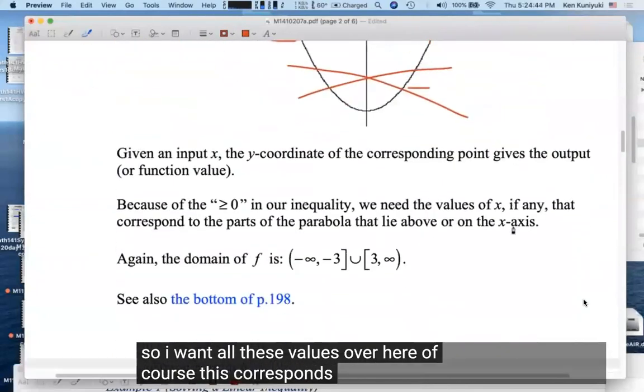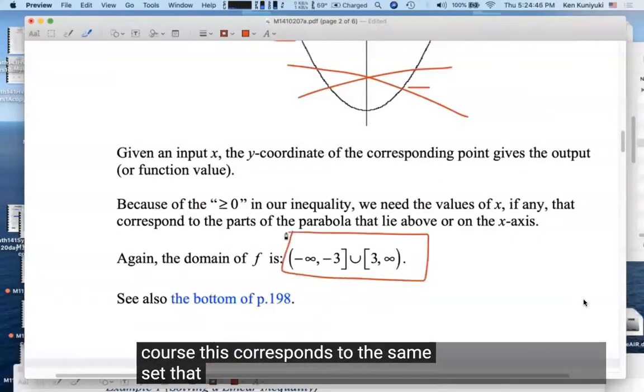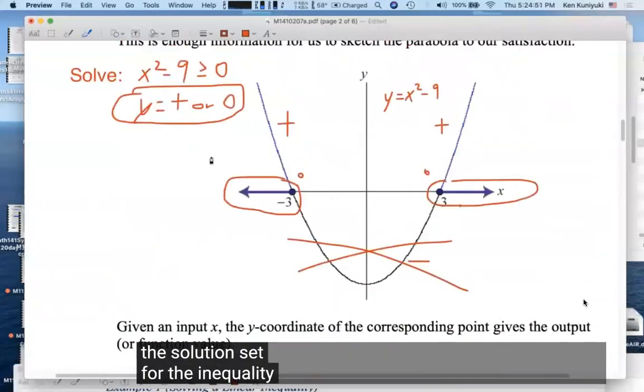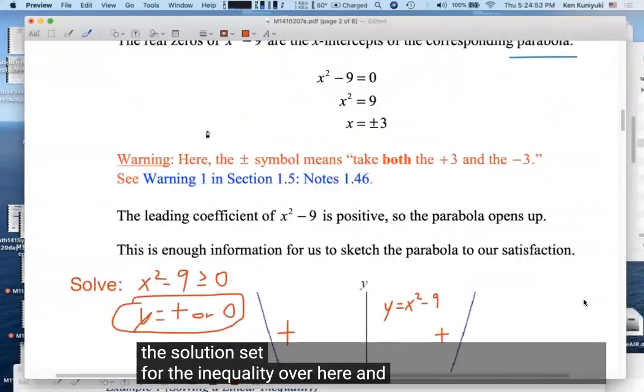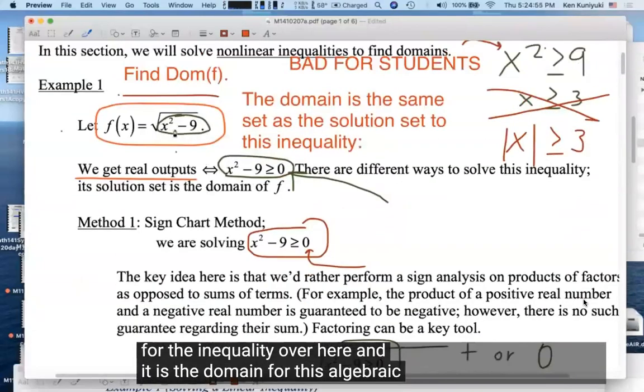Of course, this corresponds to the same set that we got from method 1. This is the solution set for the inequality over here, and it is the domain for this algebraic function, once again.